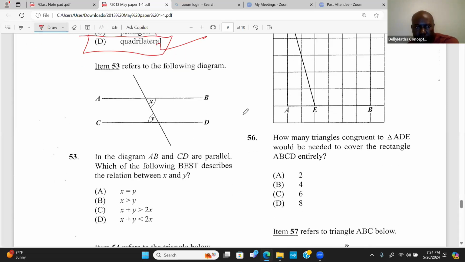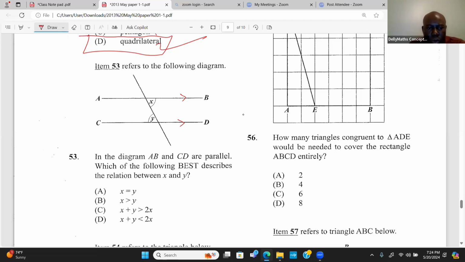53. 53 refers to the diagram. In the diagram, AB and CD are parallel. So they're telling you that AB and CD are parallel, so you mark it for yourself. You know that when you have parallel lines cut by a transversal, there is a very special relationship going on. There are things like co-interior angles, alternate angles, which is a Z angle, and corresponding angles. They are forming as you go.